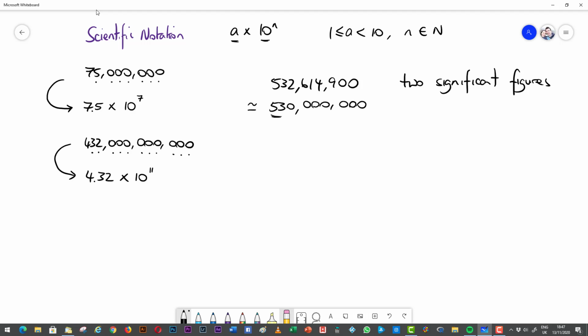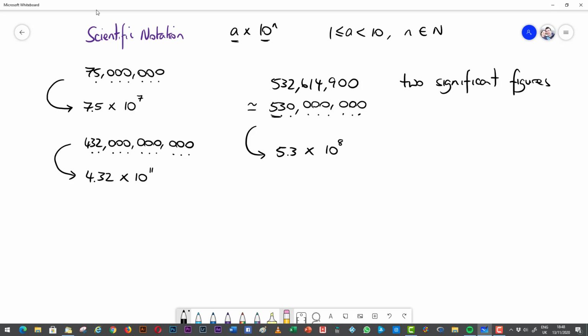Now, how do we write this in scientific notation? Well, it's 5.3, so the first digit 5, followed by a decimal point, and then any digits that come afterwards, so the 3, and then times 10 to the power of 1, 2, 3, 4, 5, 6, 7, 8 this time.